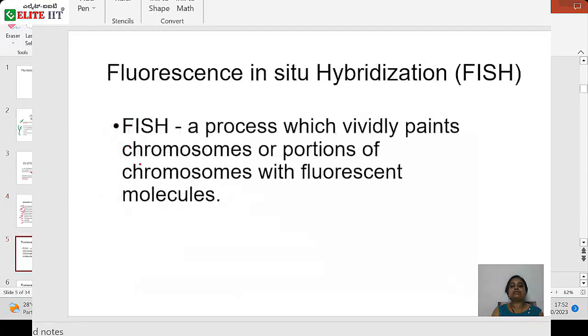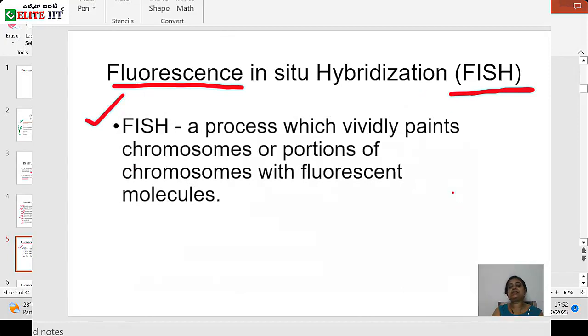Now going specifically to FISH. Till now we have discussed in situ hybridization. Inside in situ hybridization, a lot of techniques are there. Among them, FISH is very popular, and another we are going to discuss is GISH. FISH is a process which vividly paints chromosomes or portions of chromosomes with fluorescent molecules. Therefore it is known as fluorescence in situ hybridization. That means obviously some fluorescent compound is attached.